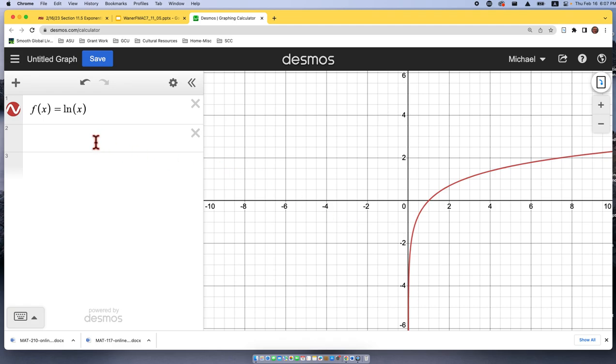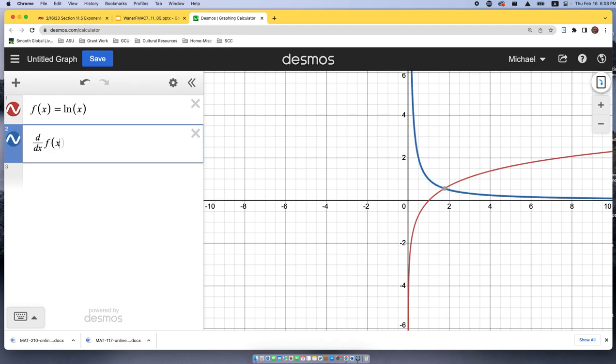So what's nice about Desmos is we can have it take the derivative. I just type in d over dx, and that tells it to take the derivative of whatever I tell it to. Did you know that? Now you do. f of x. And it will actually draw the graph of the derivative. So the blue graph is the graph of the derivative of the natural log. Does that look familiar to anybody?